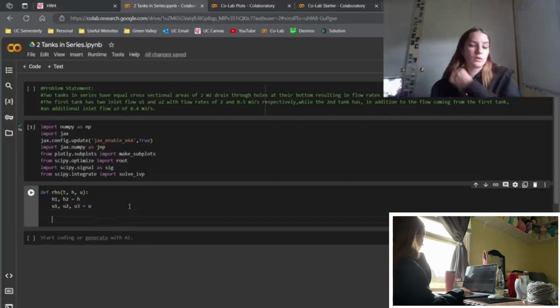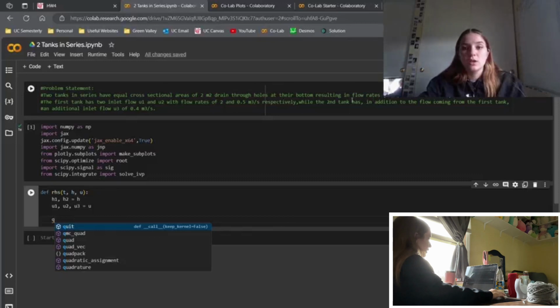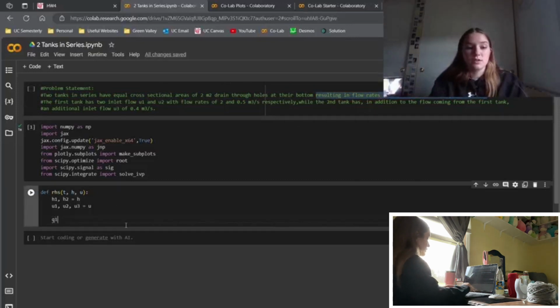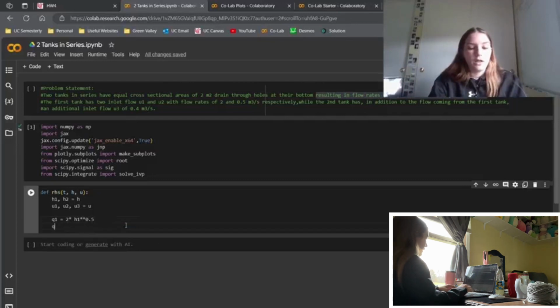So now we also know that our Q outs are equal to our cross-sectional area times the square root of 2GH, but in our problem statement we are told that our resulting flow rates from each tank are equal to 2 times the square root of H. So we're going to say that our Q1 is equal to 2 times our H1 to the power of 0.5, and our Q2 is equal to 2 times our H2 to the power of 0.5.